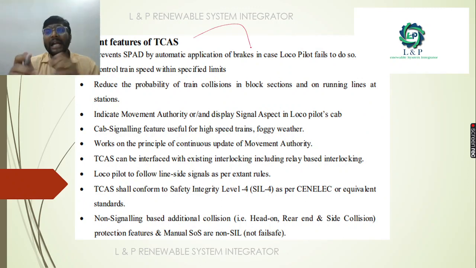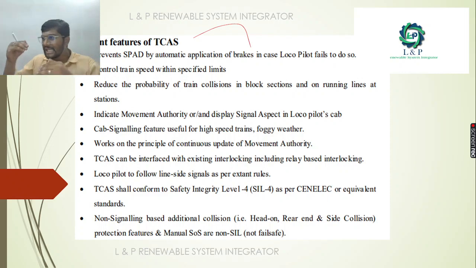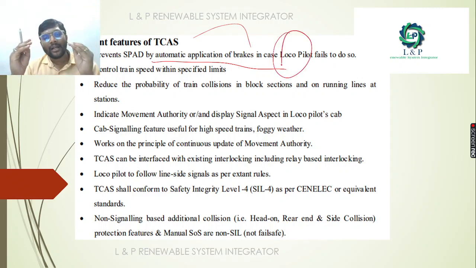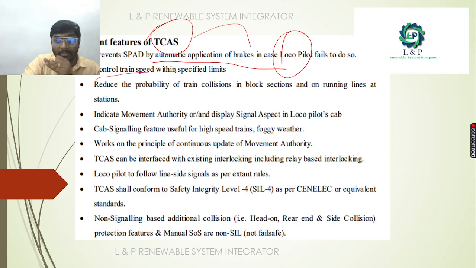As you can see here, it prevents SPAD. It means when the train is crossing through the danger limit, it prevents that. When it is reaching near the danger, immediately it prevents it by automatic application of the brakes. That is the important advantage of this train collision avoidance system. In case the loco pilot fails to do so, this automatic application of the brakes will be done by this train collision avoidance system. It controls the speed within the specified limits.